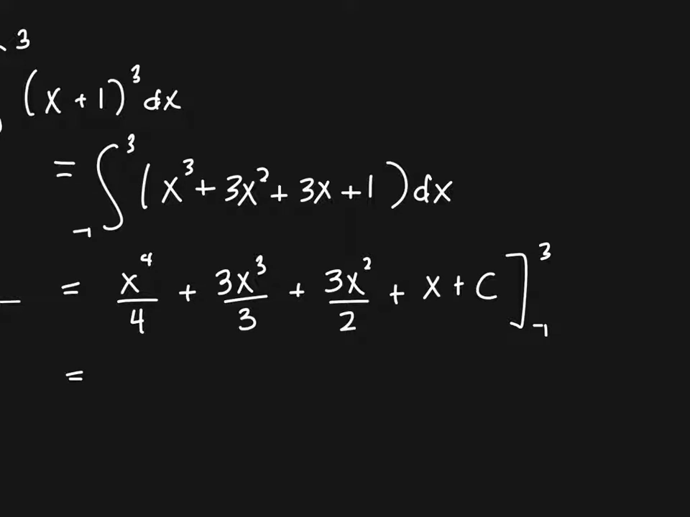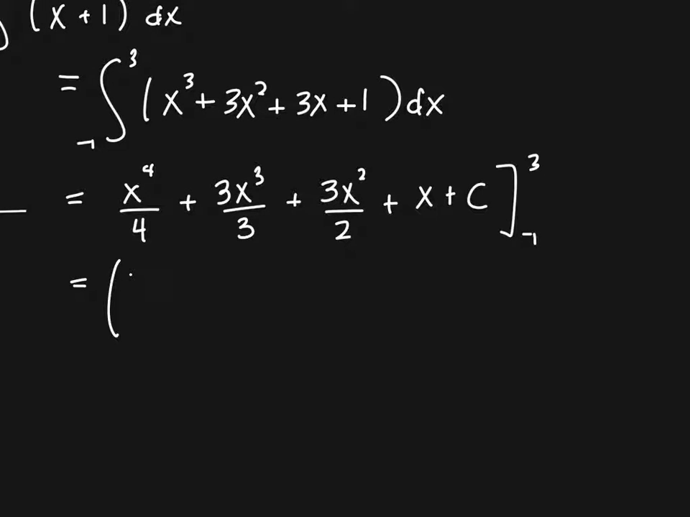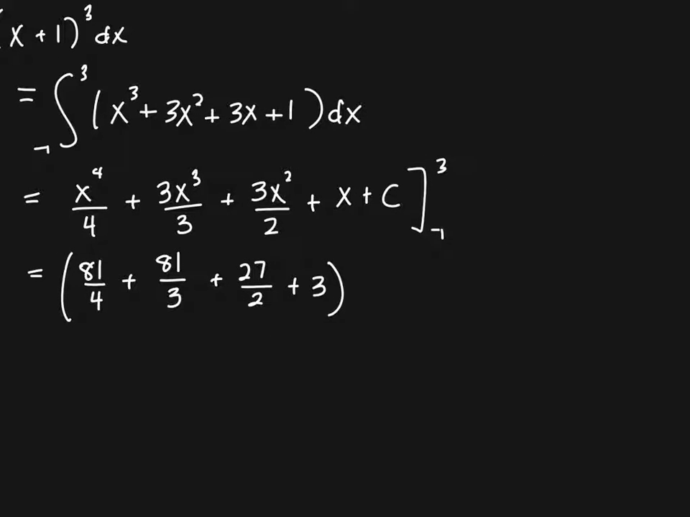Then I will substitute in my bounds. So I'll have 81/4 plus 81/3 plus 27/2 plus 3. That's the number 3 plugged in. And then minus 1/4, minus 3/3, plus 3/2, minus 1. Yeah, Abby?